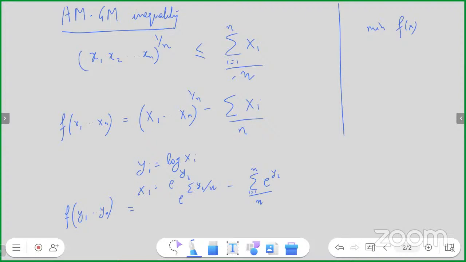What can I conclude if I were to minimize this function? Nothing, that's the maximum. So equivalently, you can put a minus here. Let's put a minus on this. You want to show that the minimum value will be greater than or equal to 0, which we already know.